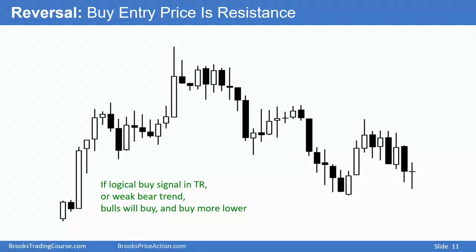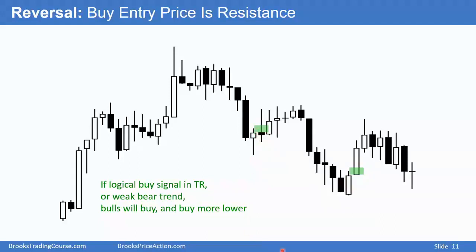Whenever there's a logical, reasonable buy signal in a trading range or in a weak bear trend, bulls will buy, and they'll buy more lower. We have a bull trend, maybe a trading range, double bottom bull flag, double bottom high or low. Bulls will buy that reversal up, believing that this is not strong enough to convert the bull trend into a bear trend. However, it might be enough to convert it into a trading range. They'll buy here, taking a chance that we get a double bottom and a rally, knowing that it may go lower, but probably not form a bear trend.